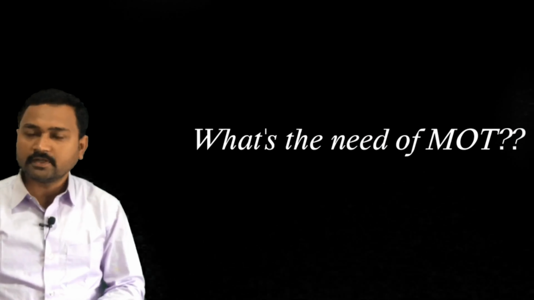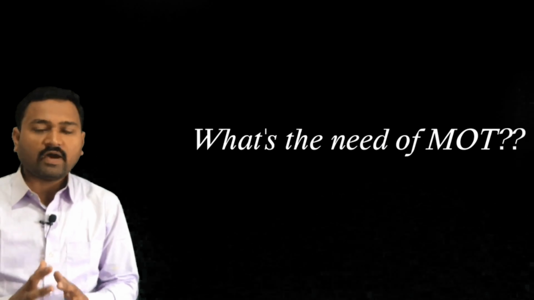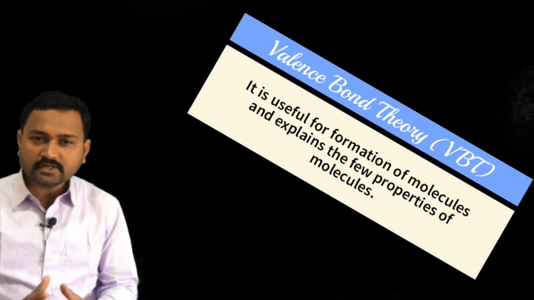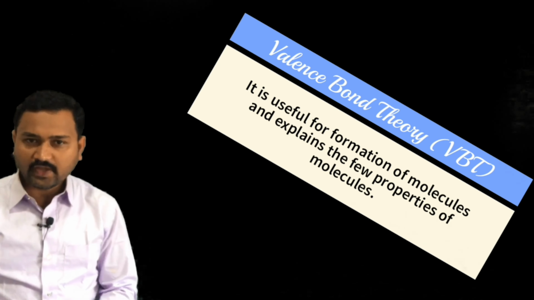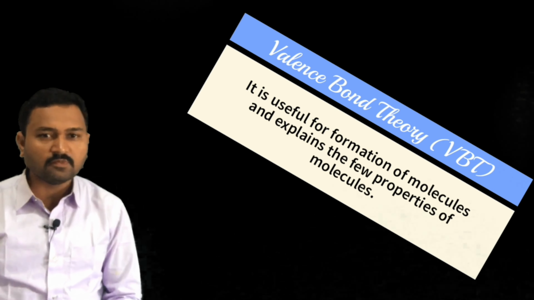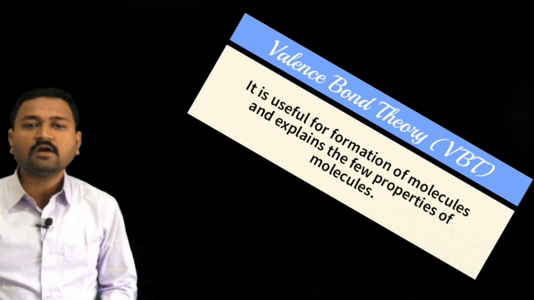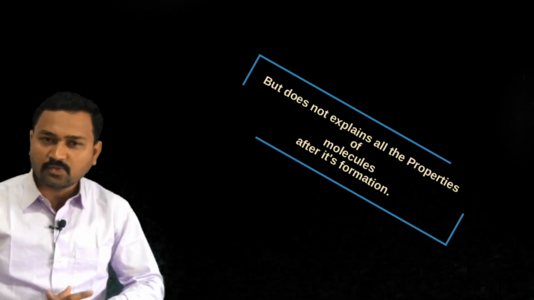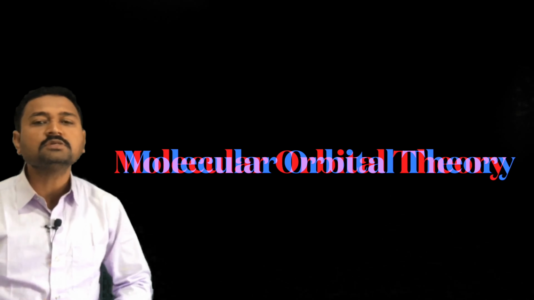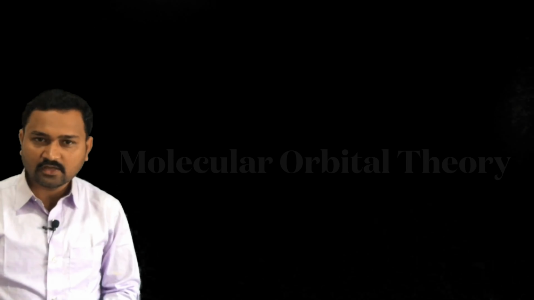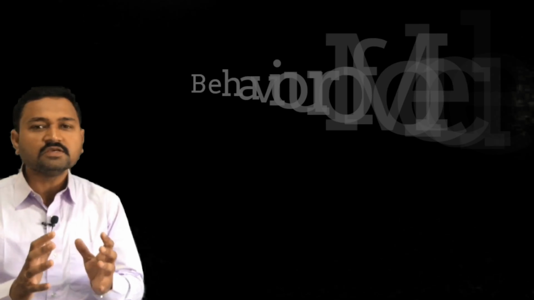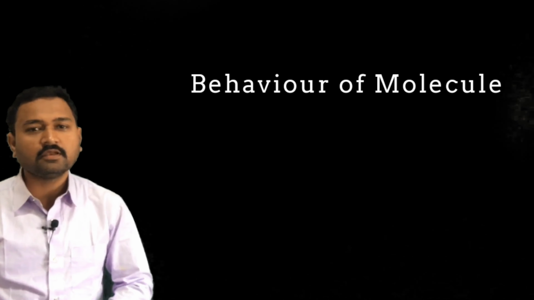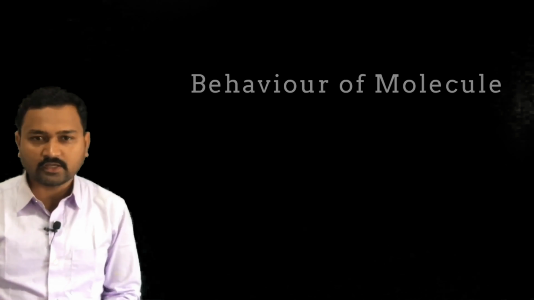So before studying the molecular orbital theory, we must know what is the need for it. You know that valence bond theory is related to the formation of molecules and it explains a few properties of the molecule. But we observe that all the properties of molecules cannot be explained by valence bond theory. Hence, we have proposed this molecular orbital theory. Molecular orbital theory is related to the behavior of the molecule after its formation.